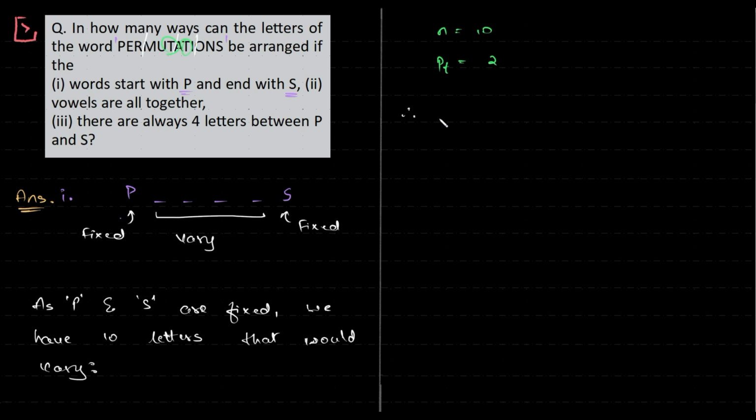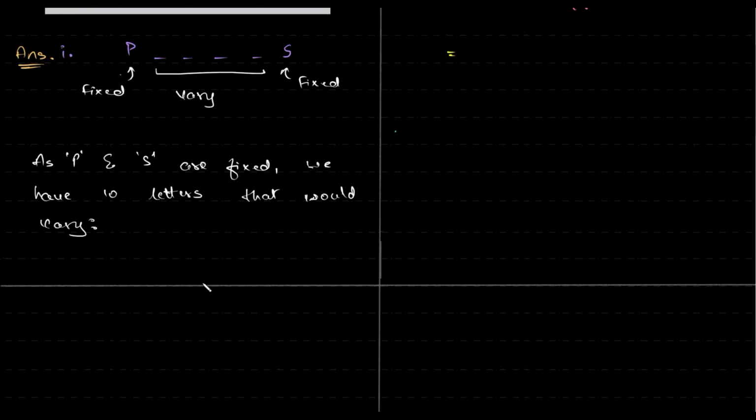Therefore, the permutation is equal to n factorial divided by P_T factorial. So that is 10 factorial divided by 2 factorial. I'll use a calculator and do it later. Okay. Now let's answer the second question.